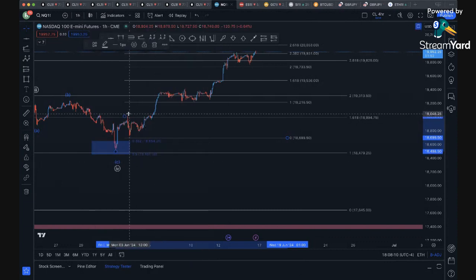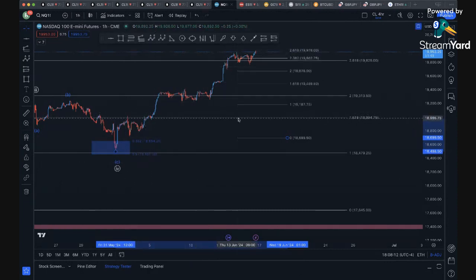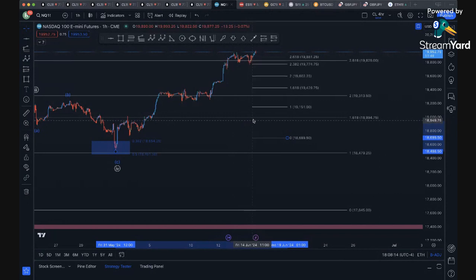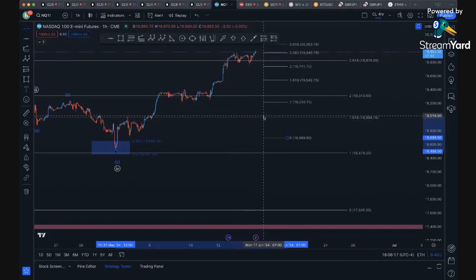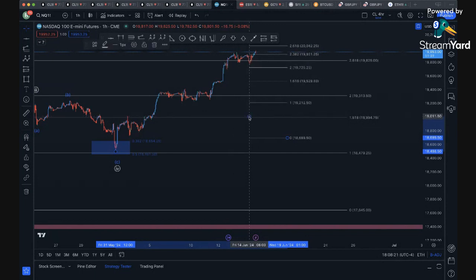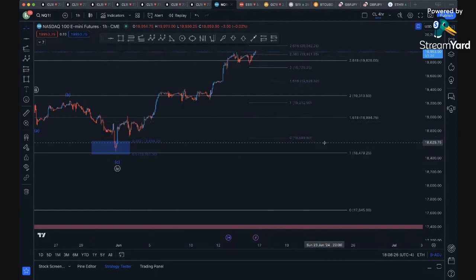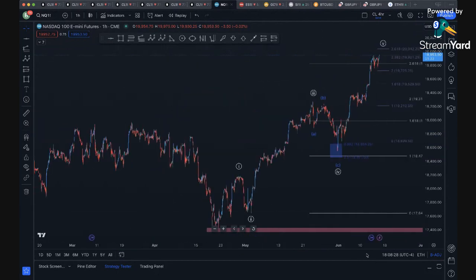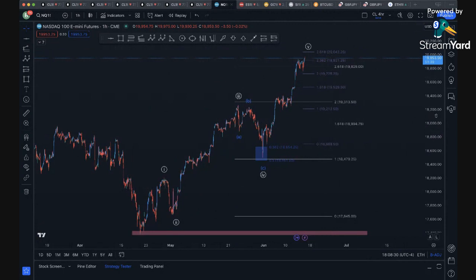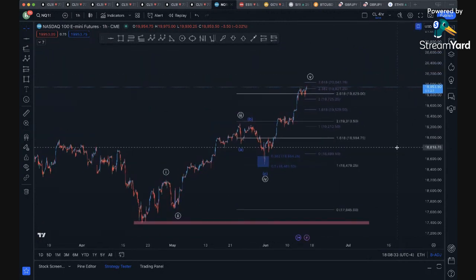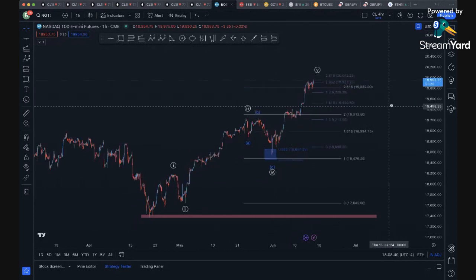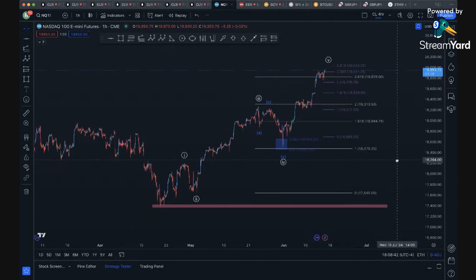So this is an additional way to collect clues about where this thing might be topping. And I'm going to use a different color just to avoid confusion. All right, so now 1, 2, I would count this as a 1, 2, 3, 4, and we're in a 5th, and it's already extended.